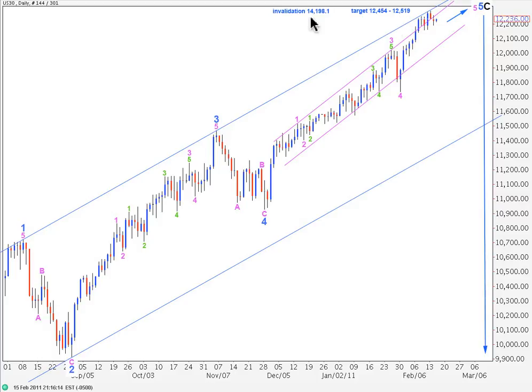For this main wave count, we should not expect to see new highs for the Dow. This wave count is validated with movement above 14,198.1 to a new high.